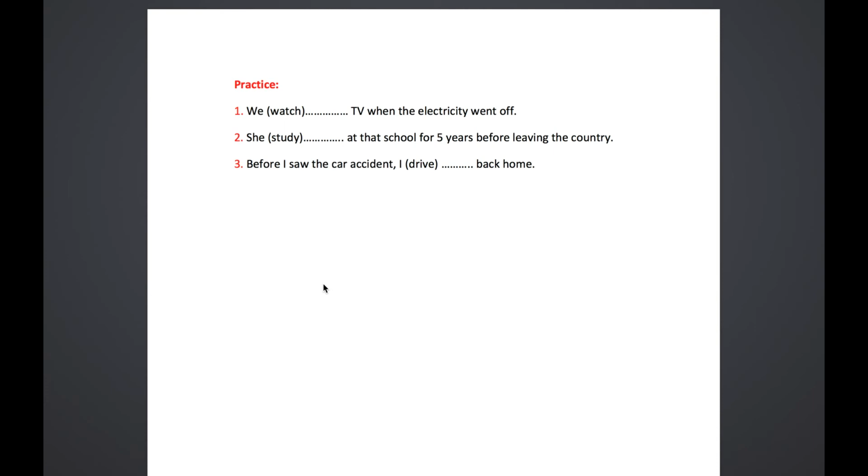And the third one, and the last but not least, before I saw the car accident, I drive blank back home. Before I saw the car accident, I had been driving. Driving takes a long time or a longer time than seeing the action. So driving the car should be in the progressive tense, which is the past progressive tense.